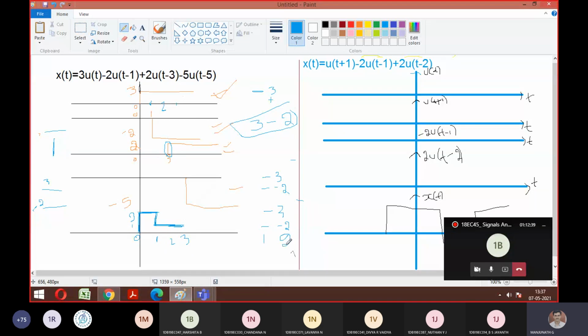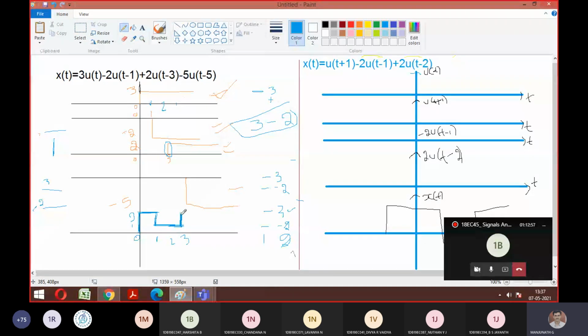So what is the answer? It's 3 minus 2 plus 2. So minus 2 plus 2 cancel. What is the amplitude now? Exactly at 3, it will again rise back to 3. Did everyone understand how this waveform went back to the 3 position? Is it fine, guys? Yes, sir. Yeah.